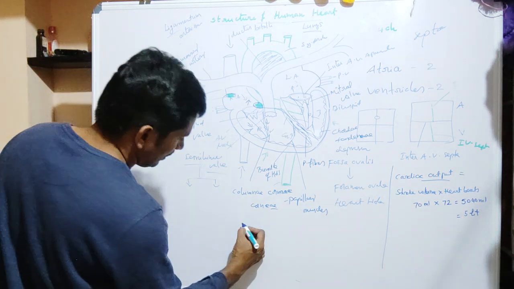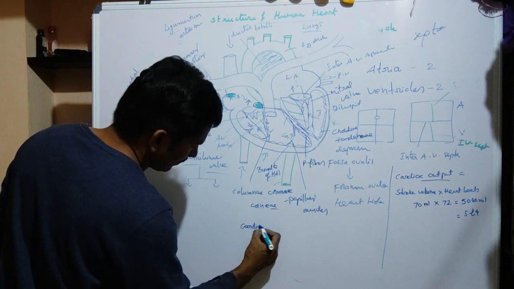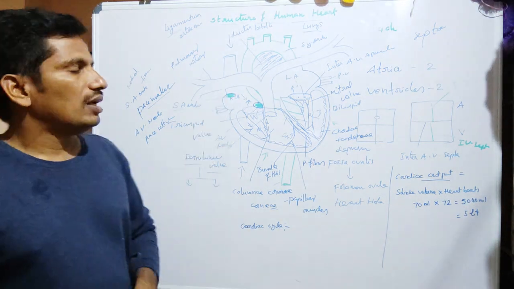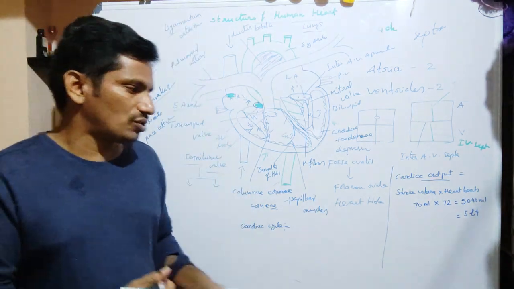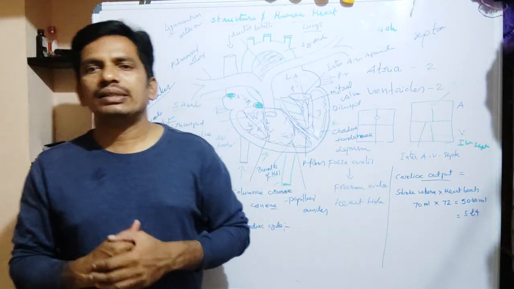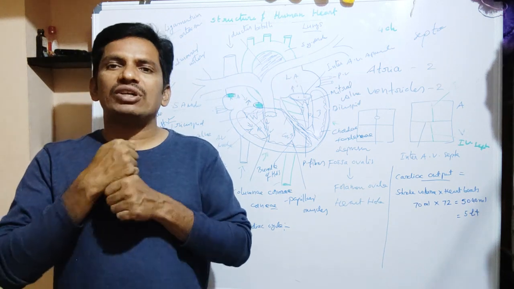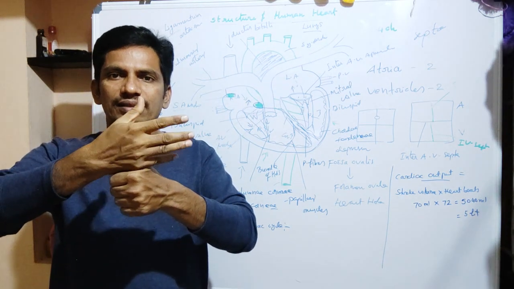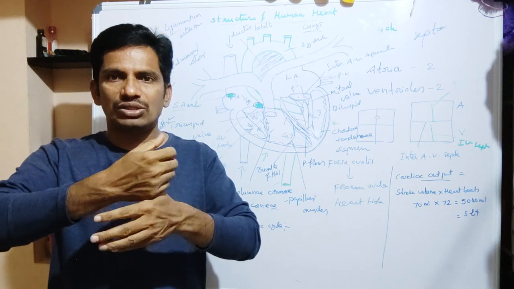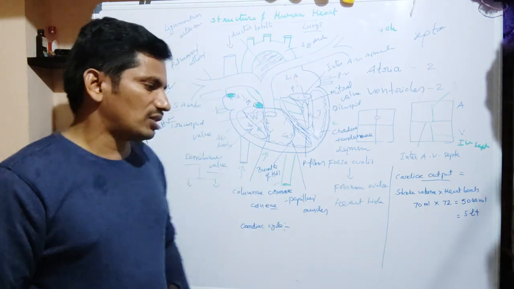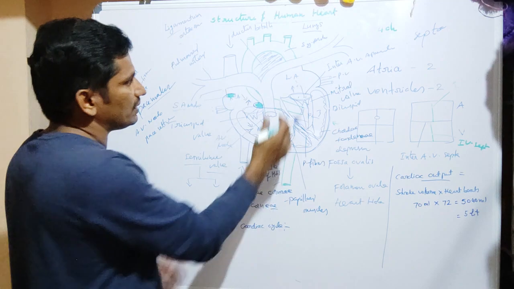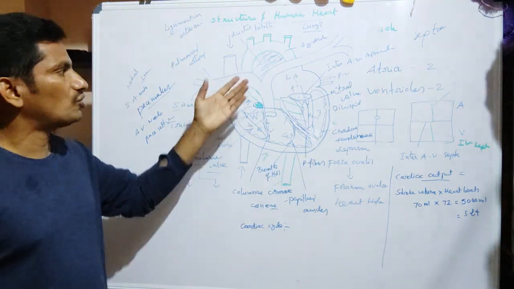Cardiac cycle means the sequential events of the heartbeat. What does that mean? Systole and diastole. Systole and diastole happen repeatedly per minute in normal physical conditions. The upper chambers, the atria, go systole, diastole, systole, diastole. The contraction of the heart chambers is called systole and relaxation of the heart chambers is called diastole. The cardiac cycle means the sequential series of systole and diastole.